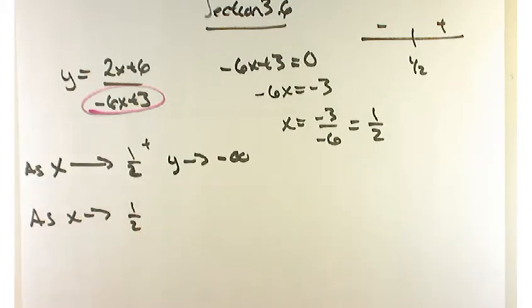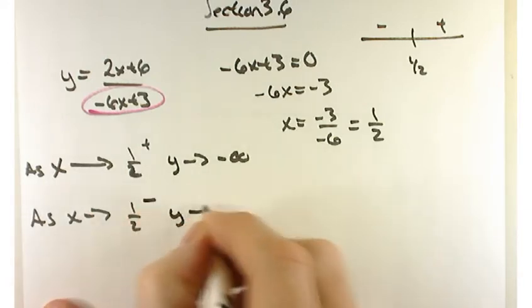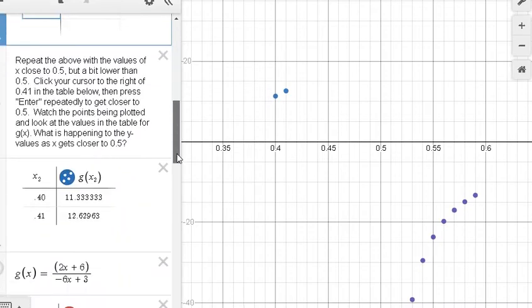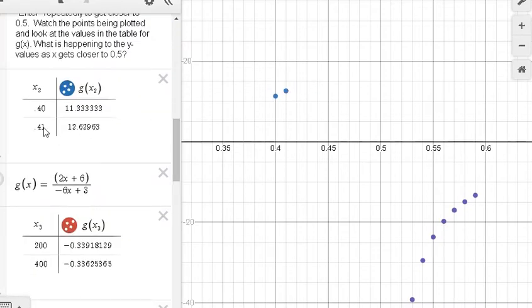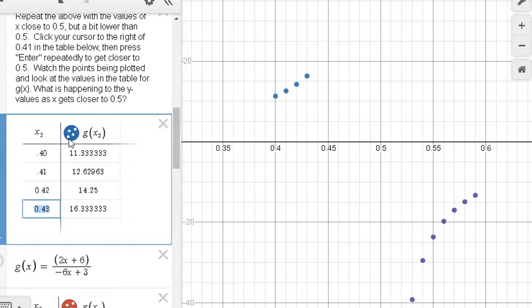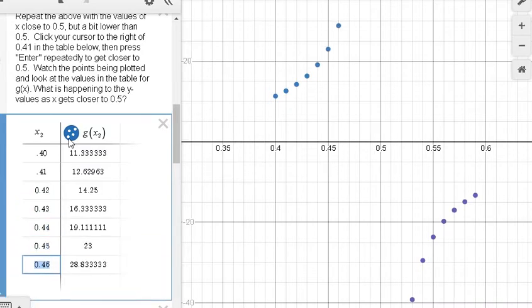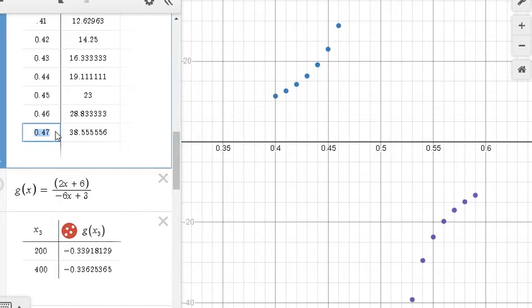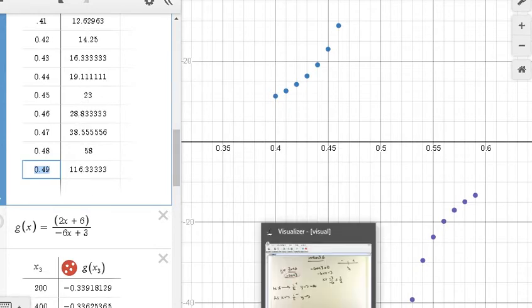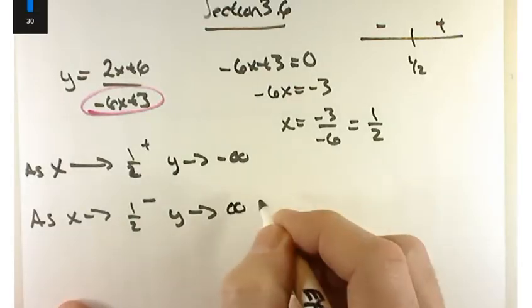What happens if we approach 1/2 from the other direction, from the negative side? Let's see what happens to the value of y this time. So for that, let me go to a different table. Put your cursor here, and then just press enter. You can see the dots coming into play on the right-hand side of this. But in general, as I get closer to 0.5, what's happening to my y values? Yeah, they're getting bigger and bigger, and they approach infinity. So that's a couple of behaviors of this graph.